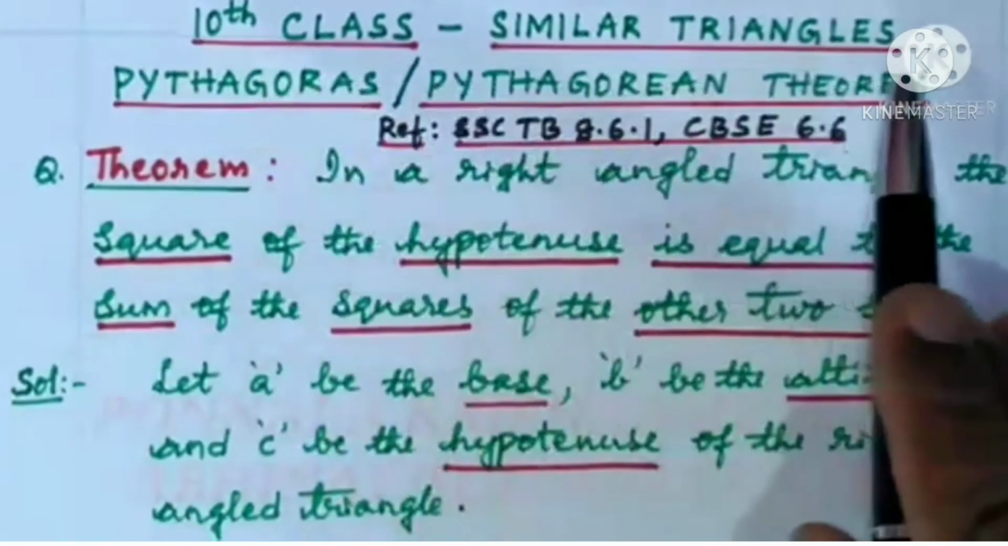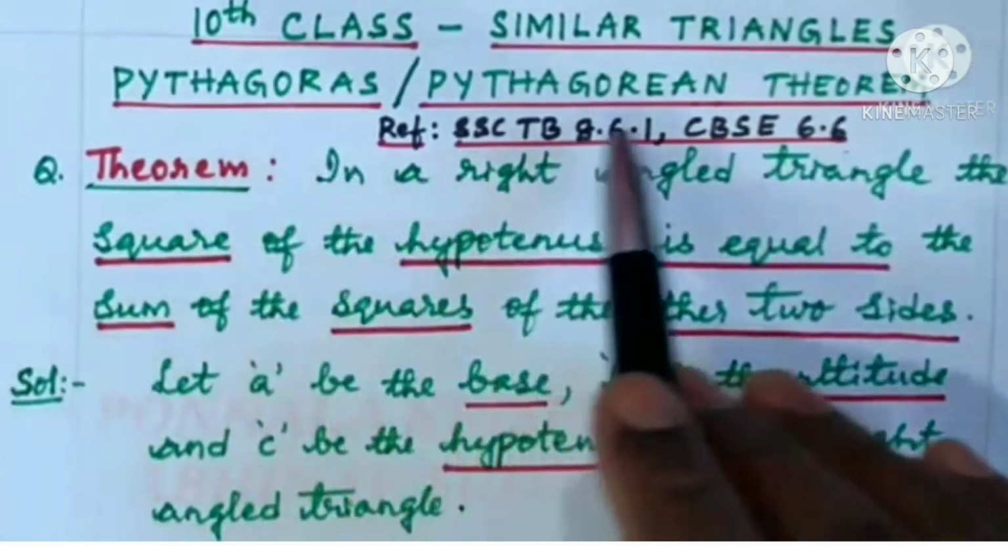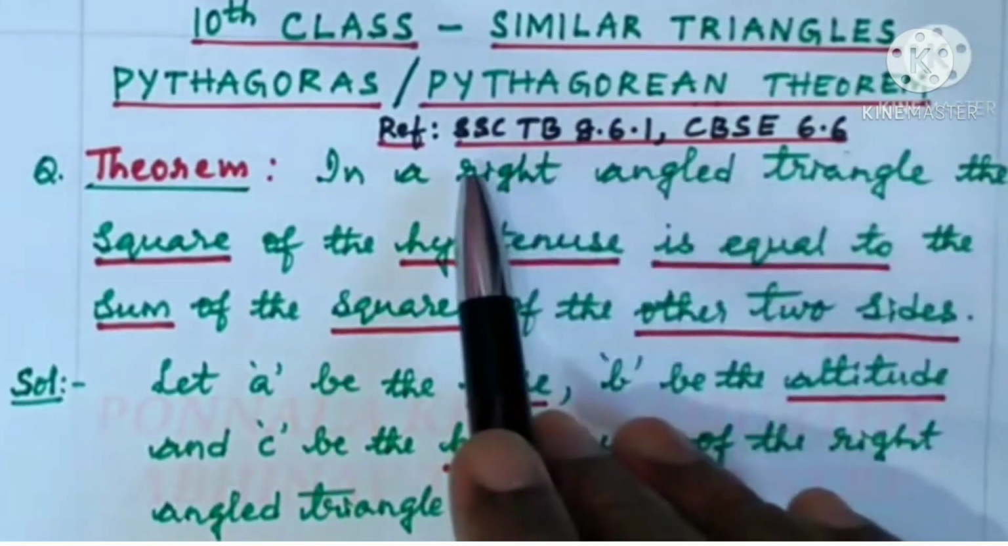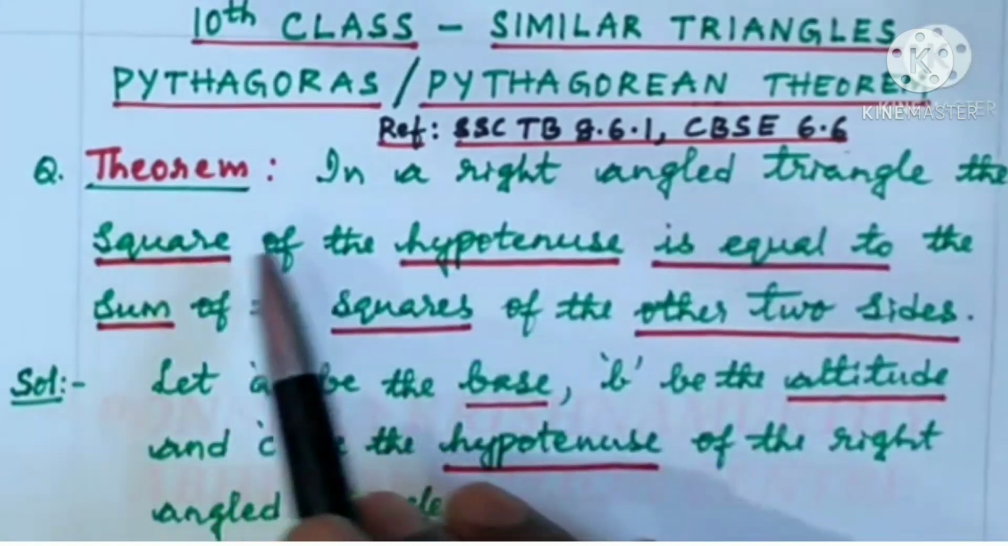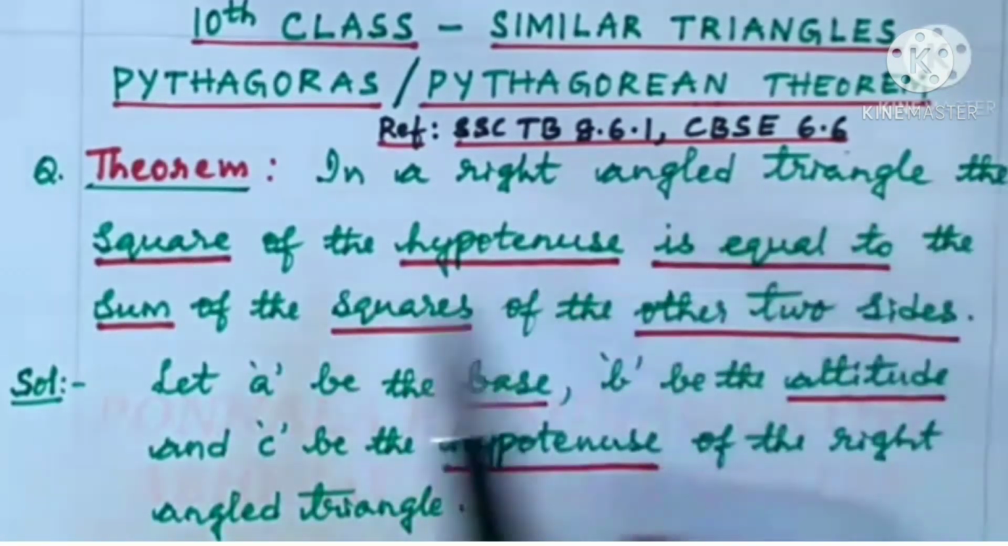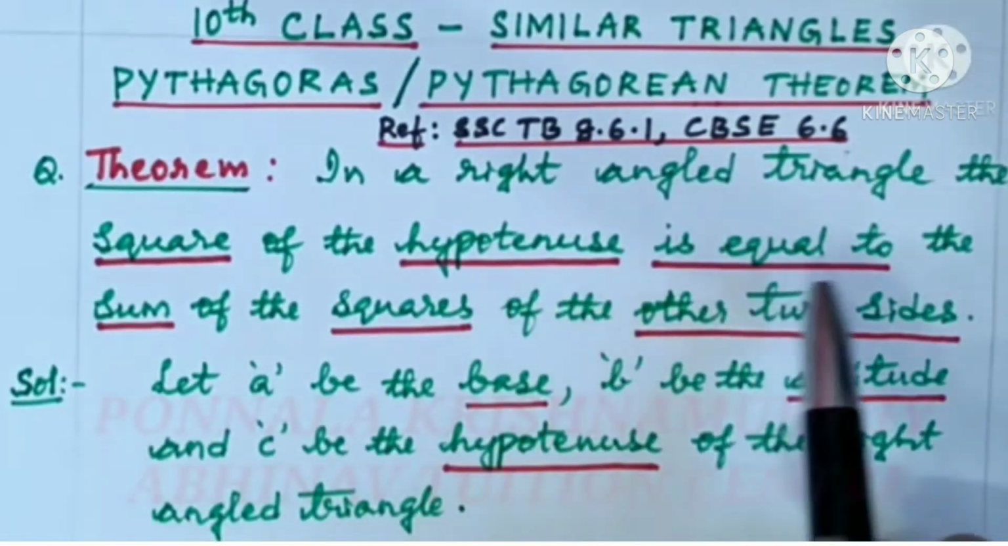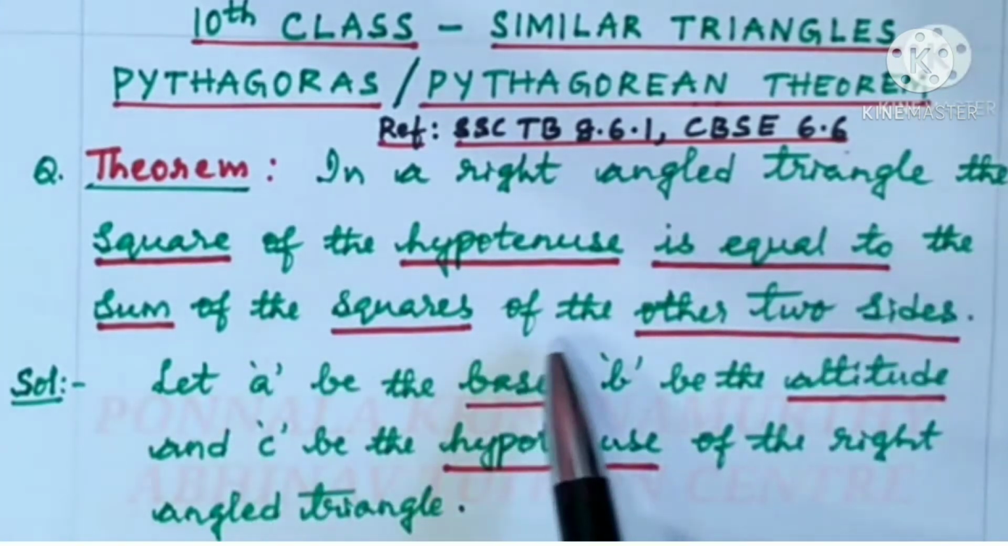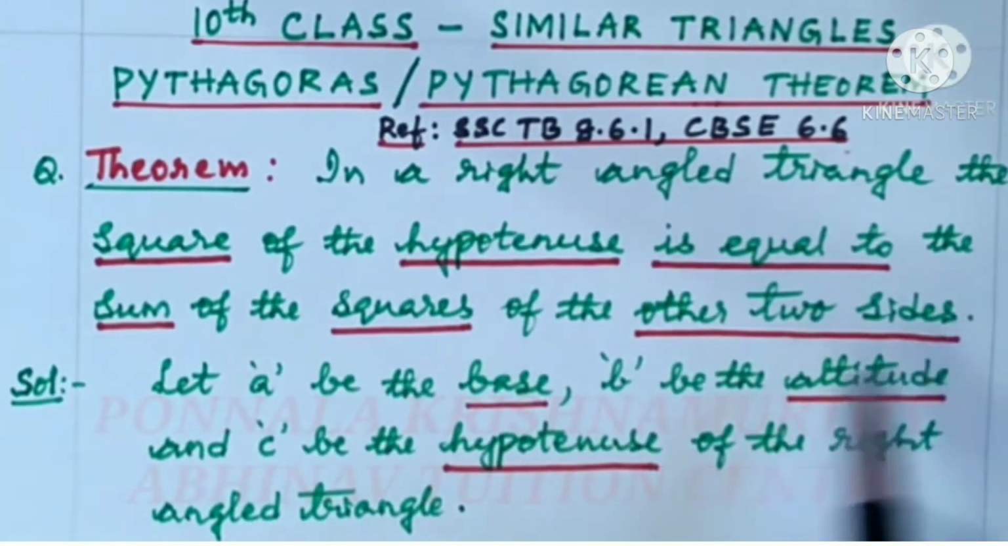10th class, similar triangles. Pythagorean theorem. Theorem: In a right angle triangle, the square of the hypotenuse is equal to the sum of the squares of the other two sides.